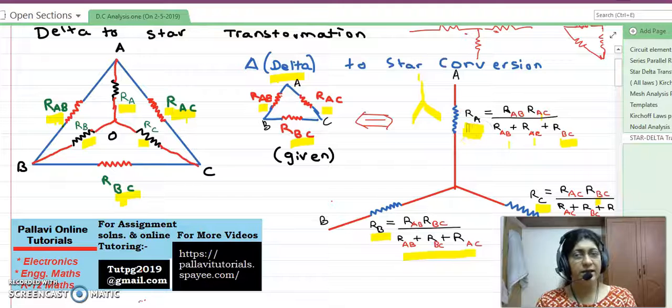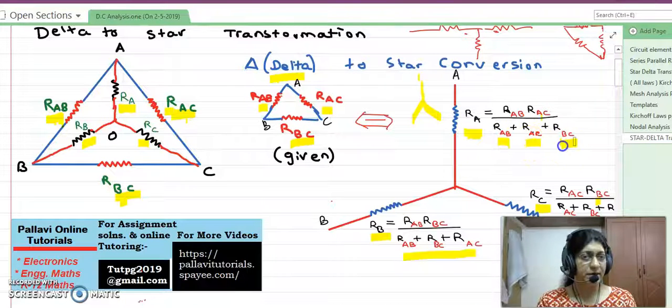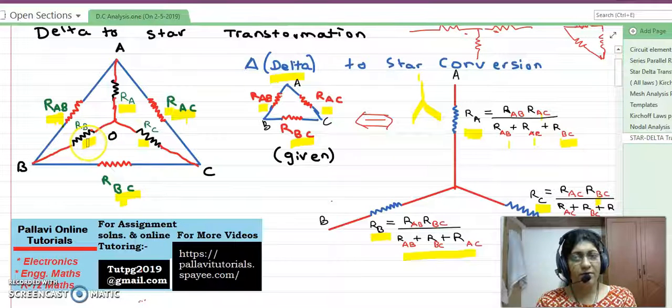Now RA is the resistor between RAB and RAC. So how do you use it? RA will be equal to RAB into RAC upon the sum of all the three branches of the delta, RAB plus RAC plus RBC. This is about RA. Now can someone think about what will be the value of RB? The value of RB will be the product of RAB and RBC upon RAB plus RAC plus RBC.